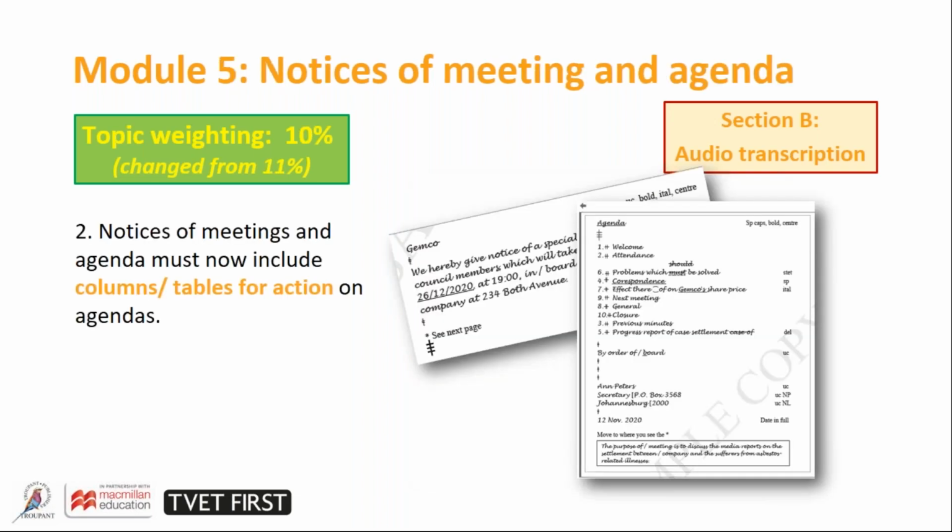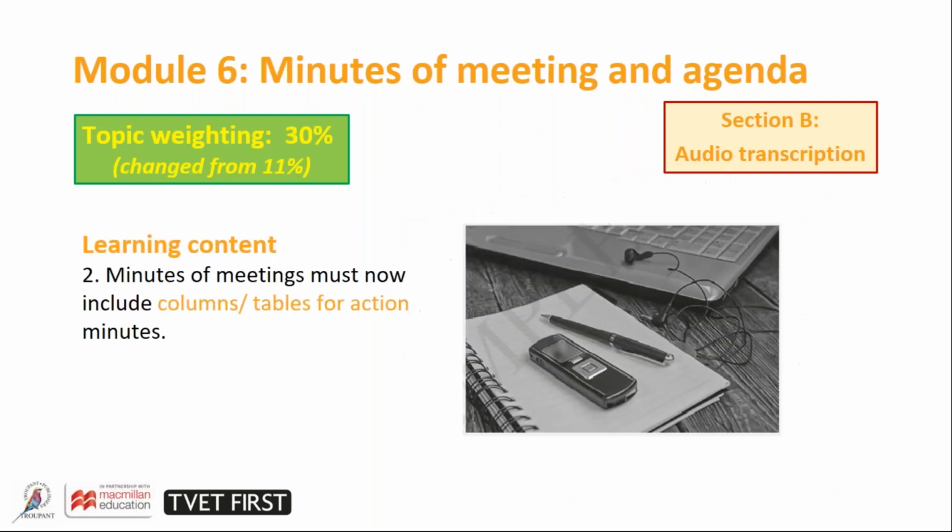Your Module 5, your notices of meetings and agenda. Your notices must be either in columns or tables for action on agendas. What I'm going to say to you is make sure that the students know the differences between a special meeting, an annual general meeting, and I can't remember your third one, but they must know the differences between it, and they must know the layouts, so that when they get to the audio transcription, they know exactly what to do. They're just literally typing what they're hearing.